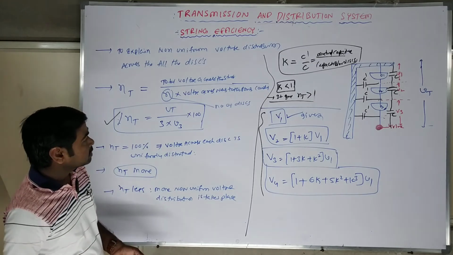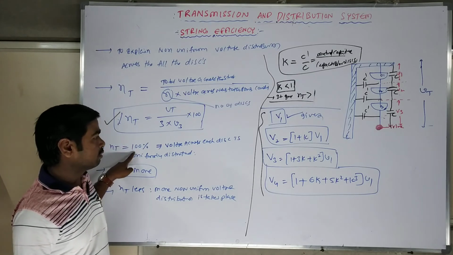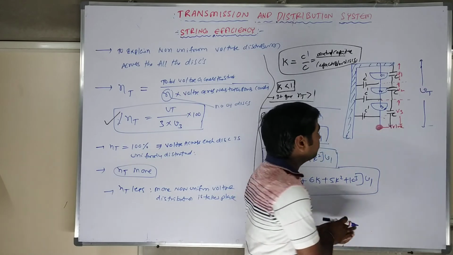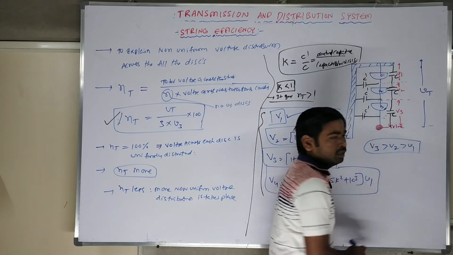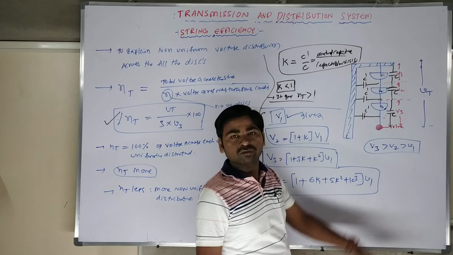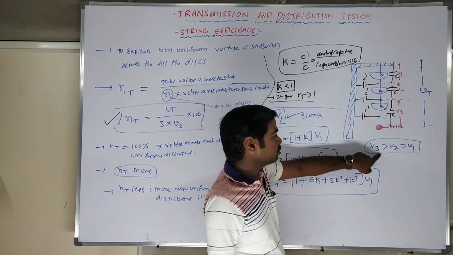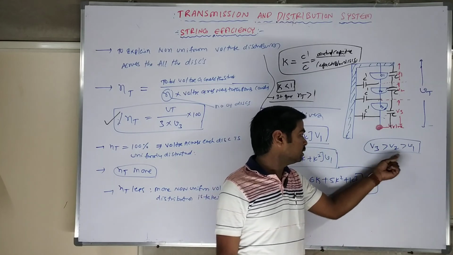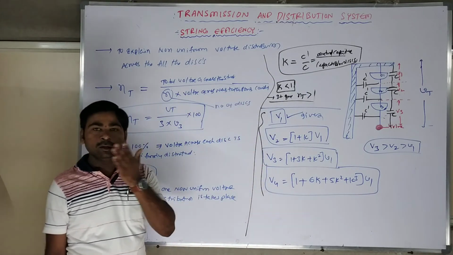Next, one more important point. The string efficiency being 100% is the ideal case. But the actual result is that the voltage across the disks is V3 greater than V2 greater than V1. If you use the same kind of disks, all with the same material and same size, definitely the disk nearer to the power conductor experiences more voltage. This is not the correct one. To make it correct, these three values should be the same, and the string efficiency will increase.